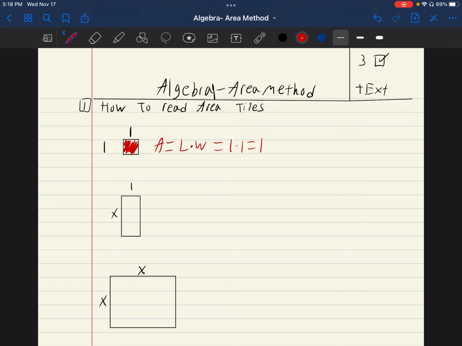In the second example, we have 1 times x, and when we draw it in, we have the value of the area of just x, because we want to find the area of x, and x could be any unknown number for now. So the area is equal to 1 times x, which equals x.